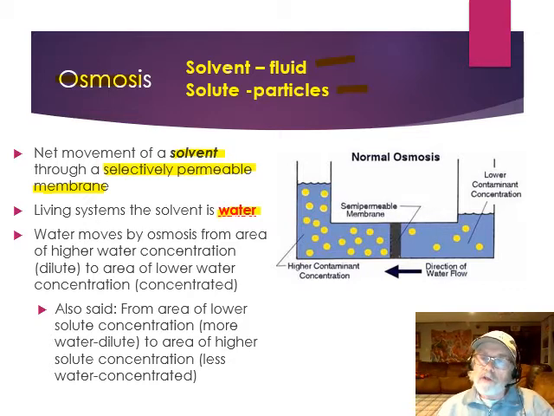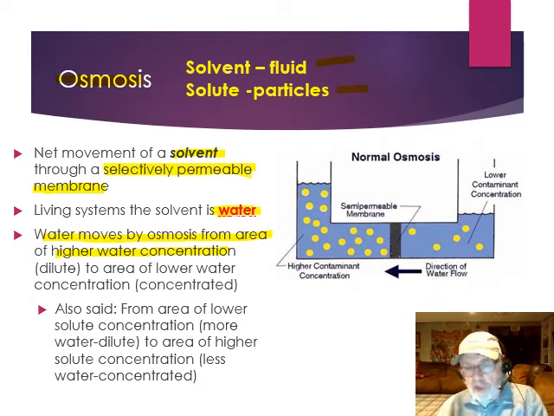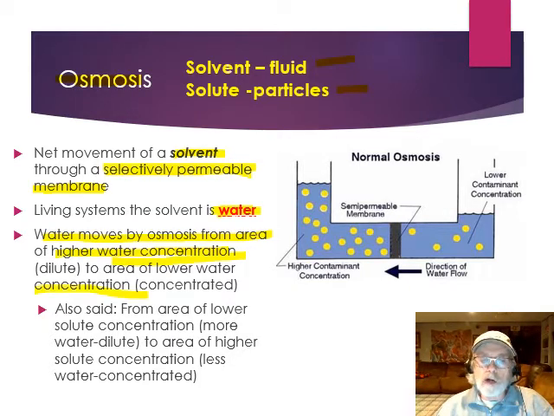So if I have a selectively permeable membrane that's permeable only to water, water moves by osmosis from an area of higher water concentration, or a more dilute state, to an area of lower water concentration, or a more concentrated state. Until when? Until an equilibrium is reached. We'd also say it goes from an area of lower solute or particle concentration, which also means more water and more dilute, to an area of higher solute concentration, which means less water and more concentrated.